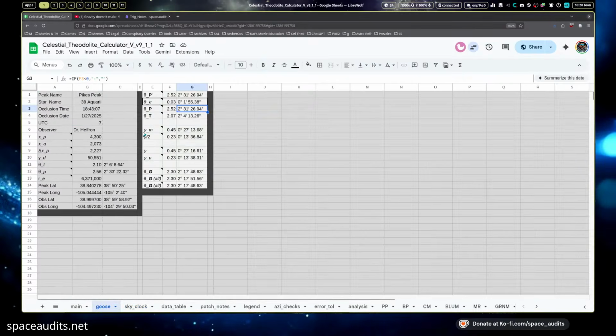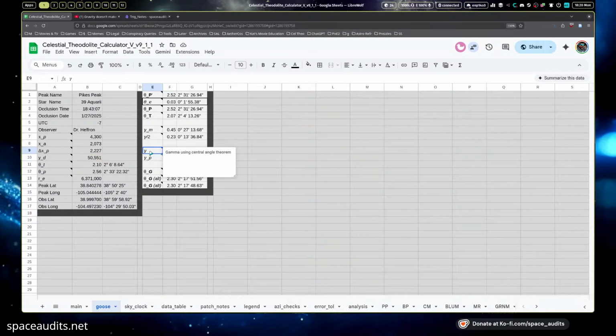Let's see. This one comes from, okay. The bottom one down here, the straight gamma and gamma underscore p are going to be derived from the central angle theorem using Earth's radius, and the gamma m and gamma half are going to be derived from just the star's positions.